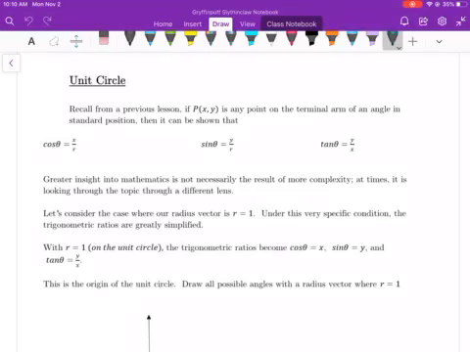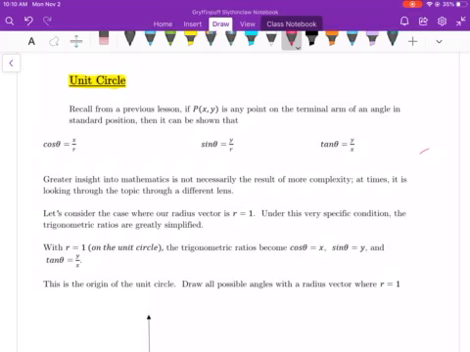All right, we're going to go on to an interesting topic called the unit circle. Now, the unit circle is a really clever idea, but let's talk about it some more. So recall from a previous lesson, if P(x, y) is any point on a terminal arm that is in standard position, then it can be shown that cosine theta is x over r, the radius vector. Sine is y divided by r, and tangent is y divided by x.